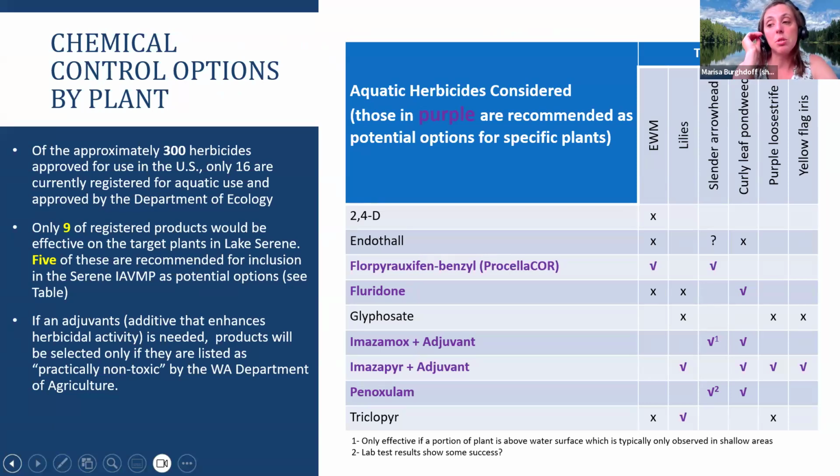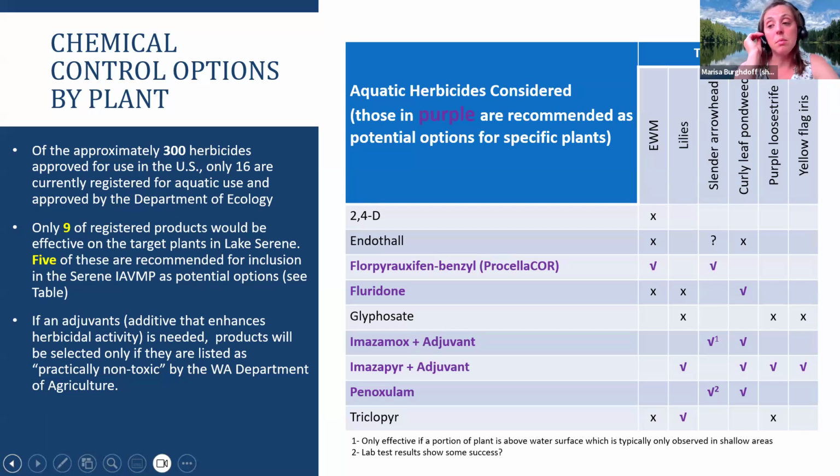There's 300 herbicides approved for use in the US, and only 16 are approved for aquatic use. Of those, 9 are effective on the target plants at Serene, and we've only recommended 5 of them for inclusion in this plan as potential options. So we were very careful about which ones we selected as potential options in the plan.